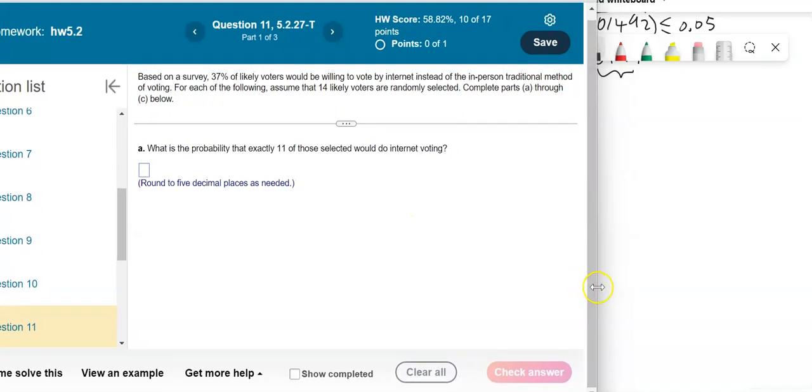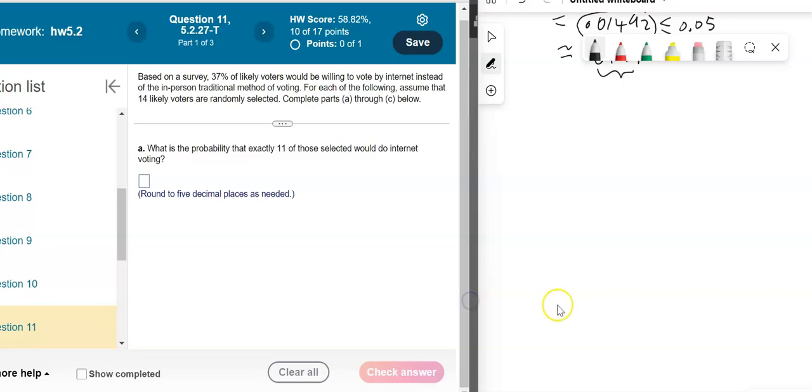Okay, that is question number 11. Based on a survey, 37% of likely voters would be willing to vote by internet instead of in person. Okay, for each of the following, what is the probability that exactly 11? So this is question number 11. It is binom, exactly 11, so we use PDF. So question A: it is 14, 0.37, exactly 11.